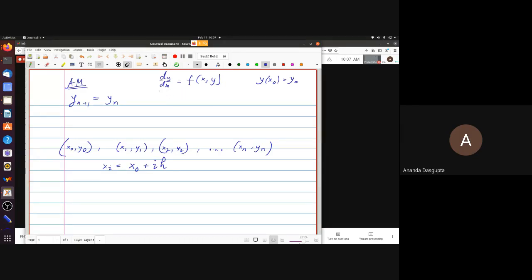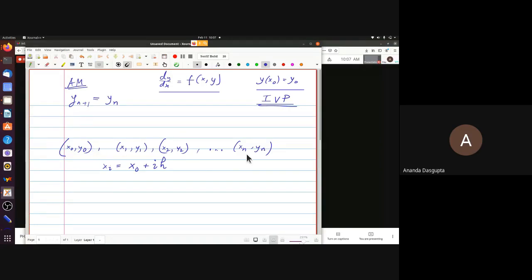But anyway, dy/dx equal to f of x, y is what we want to solve. This is the ODE. We want to solve it under this particular initial condition, and that's why it's called an initial value problem. Your job is, given yn, to find yn plus 1, the next value of y.